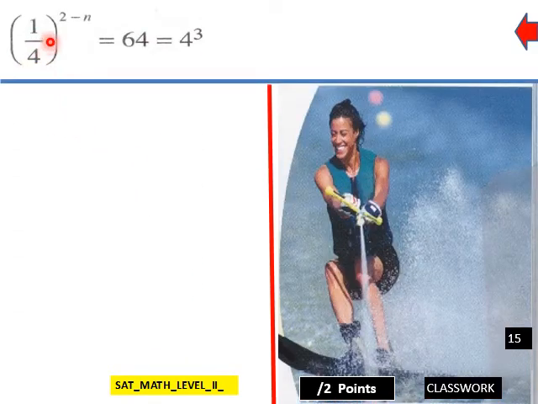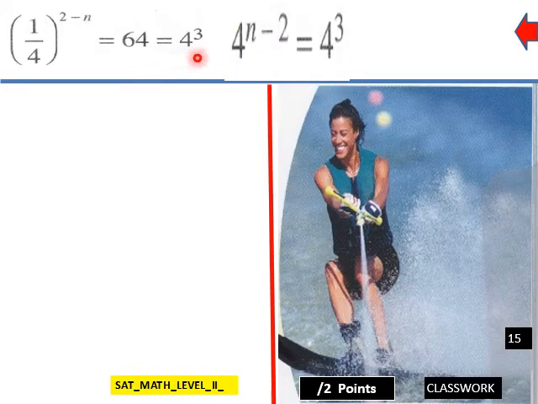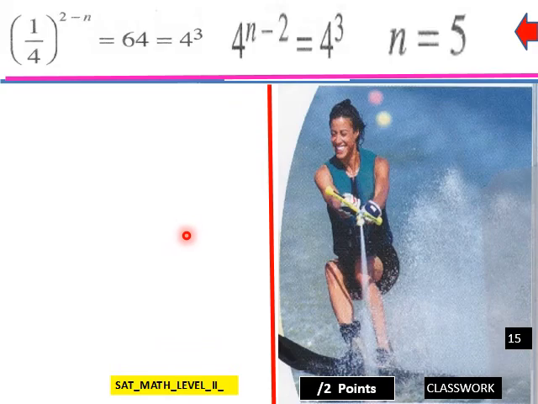So 1 over 4 to the 2 minus n would equal 64, which equals 4 to the 3rd power. So 4 to the n minus 2 would equal 4 cubed. So n in this case would have to equal 5. Checking, 4 to the n minus 2 is 4 to the 3rd power, so n would have to equal 5.